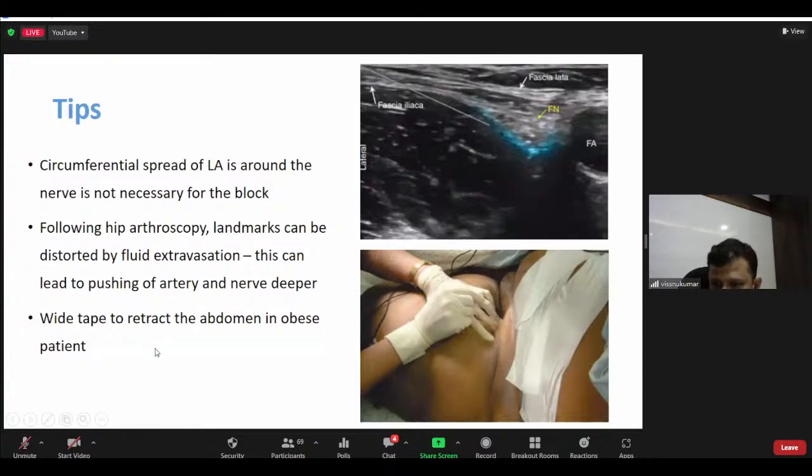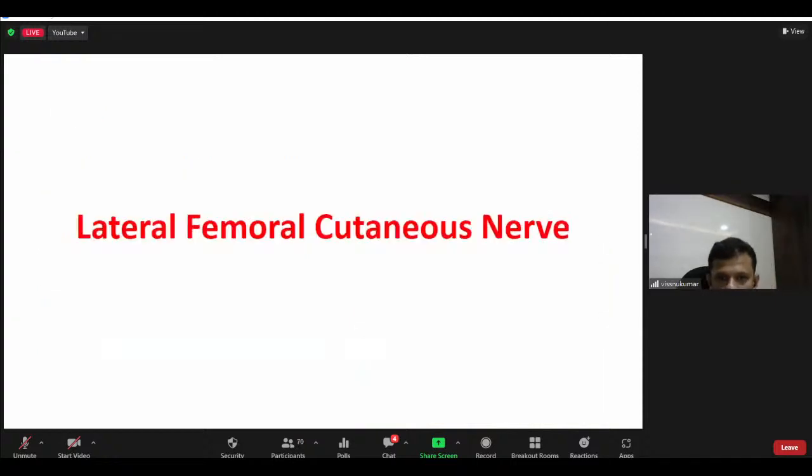At the same time, if the patient is very obese, always use tape. White plaster tape, as you can see in this image. Use the tape, ask help from the assistant, and then fix the abdomen and then go for it, so that your inguinal crease or inguinal ligament will be easily visible. You can scan procephalad and nothing is going to obstruct you.